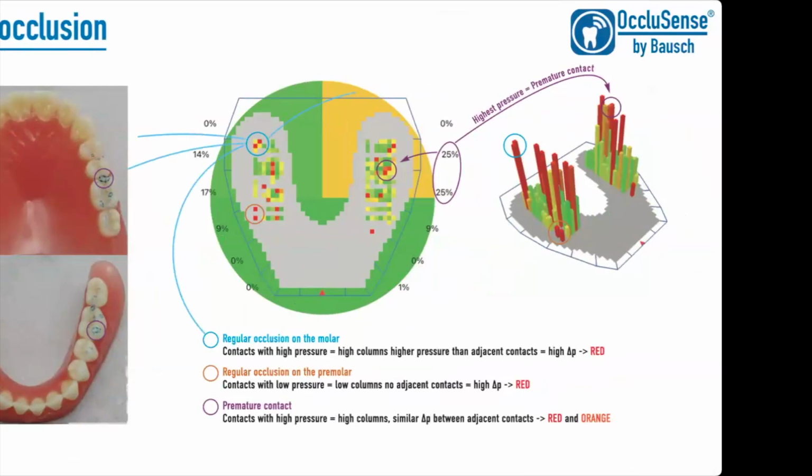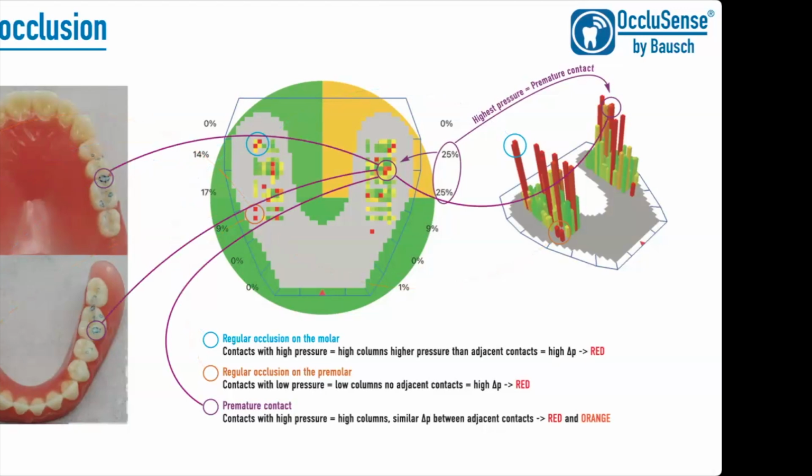If you now look at this example, midline was also midline of the patient's mouth. You can see a regular occlusion on a molar in the blue circle, a regular occlusion on a premolar in the orange circle, and a premature contact. How do I know this? Well, if you look at the OccluSense reading, the two-dimensional view in the middle, you see that the quadrant is orange. This is already, for me, a big warning sign. Why is there more force being applied in this area compared to the other areas?